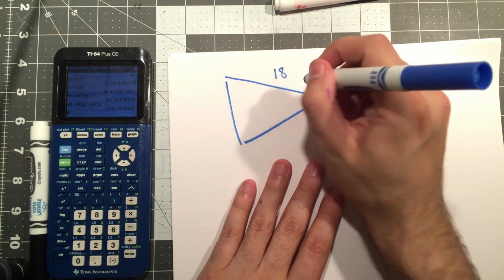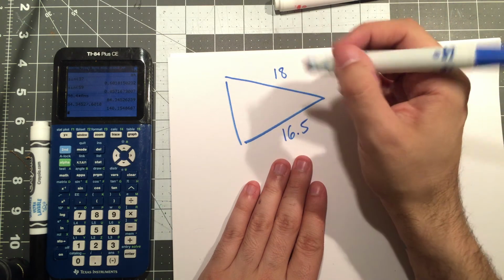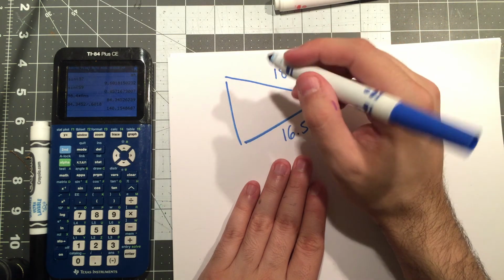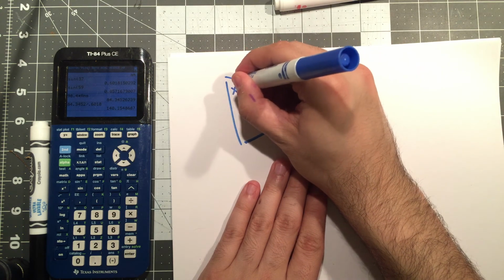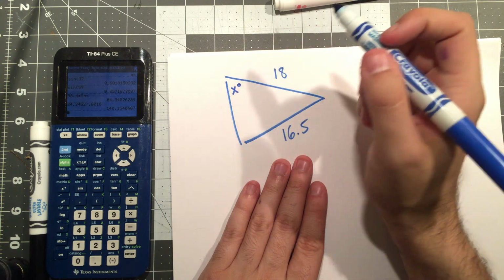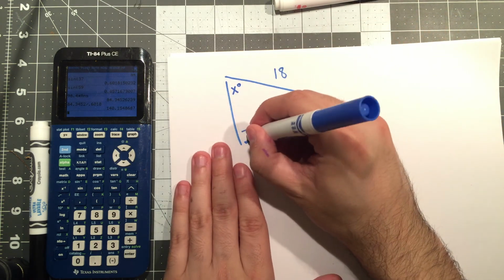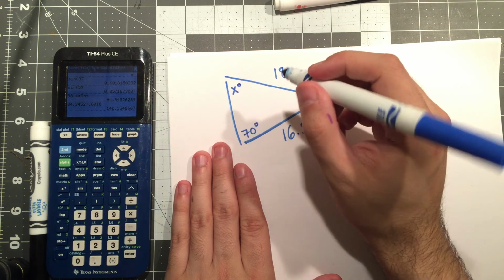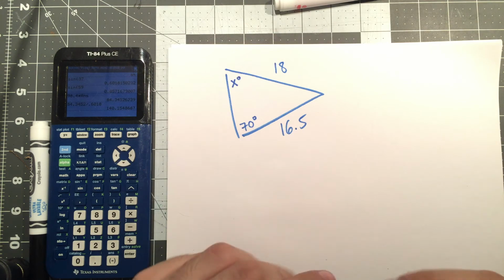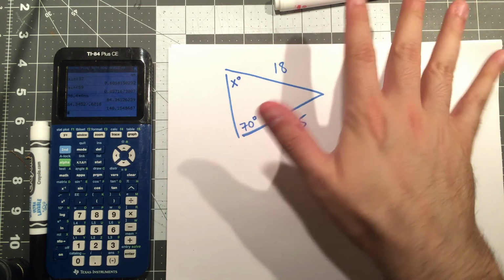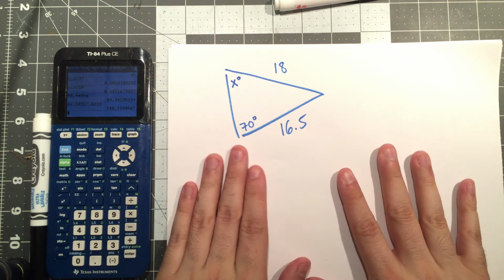18, 16.5, and then let's say this is x degrees, and then we will call this one something like 70 degrees. Okay, great. This may not be to scale. I just put that down, so maybe if it's not perfectly to scale, that's okay. It should work out though.